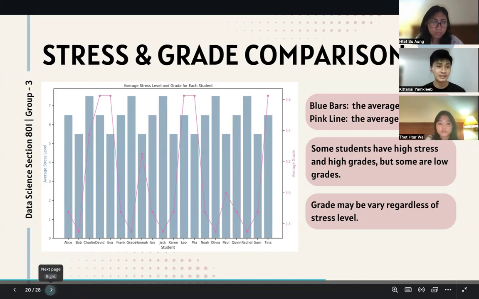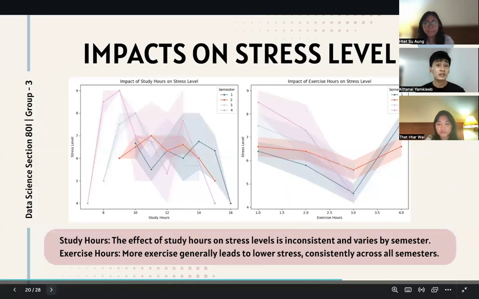So on the next slide, the impact on stress level. There are two charts that we show in the slide. They are the impact of study hour on stress level and the impact of exercise hour on stress level that differ for each semester, ranging from 1 to 4.